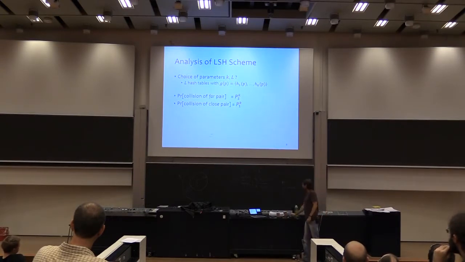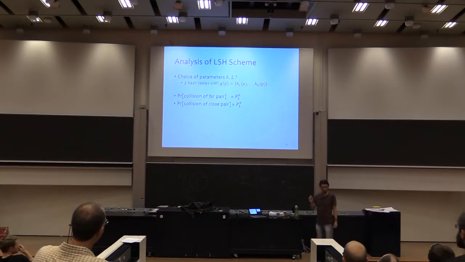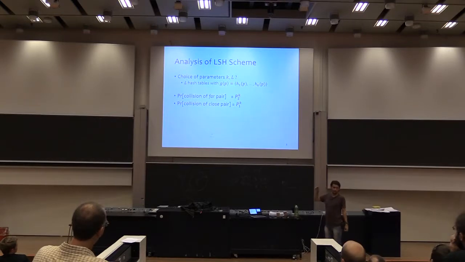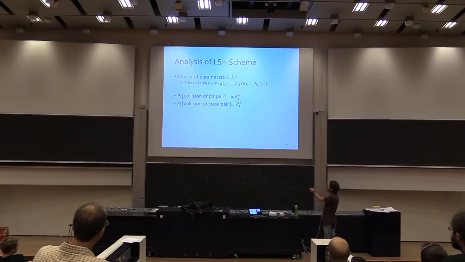So let's fix one hash table, and we choose this function G. Suppose P1 and P2 are the probabilities of collision under one primitive function H. If our function G is a concatenation of K of them, then the probability of collision of far points is raised to power K, and the probability of collision of a close pair is also raised to power K.